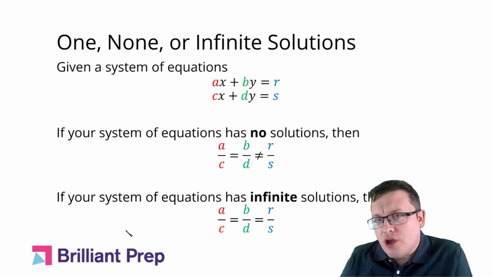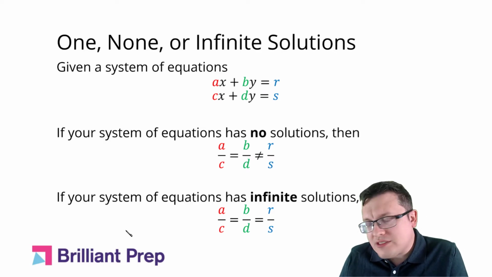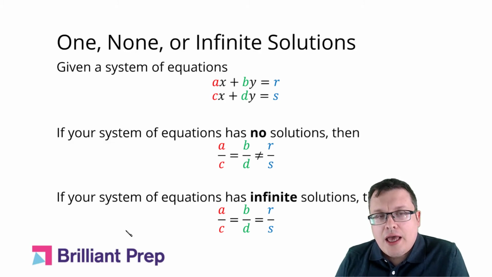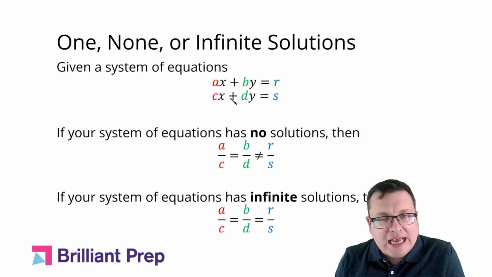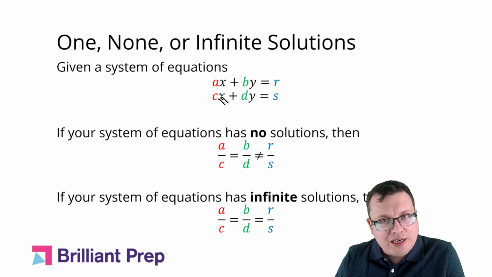Or you can have a system with no solutions, so there's no ordered pair x, y that satisfies it. Or a system with infinite solutions, so a system where there's a lot of possibilities. When you have a system of equations, if you want to determine what those coefficients have to be such that you have no solutions or infinite solutions, here it is.